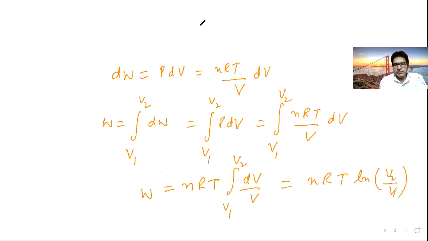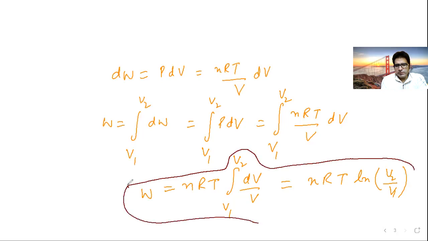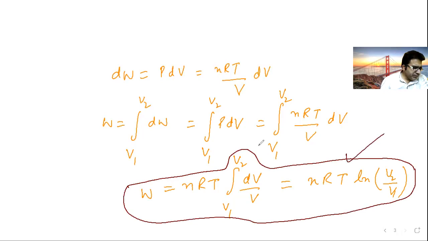So you need to remember, I encircle it. So this is your expression. So you need to remember, if an ideal gas containing n number of moles expands isothermally against the surroundings, against the piston, at absolute temperature T from volume V1 to V2, then the work done by the gas is given by nRT ln of V2 by V1.